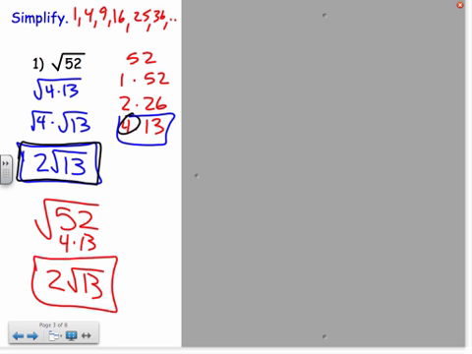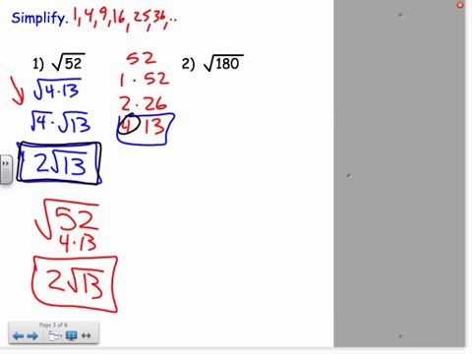I'll just write my factors that contain the perfect square factor right below it. Okay? If you want to show all your work, that's awesome. Some people need to see that they're following that rule, but you can also do it the quicker version here. Okay, let's look at one with a little bit bigger number inside the radical.